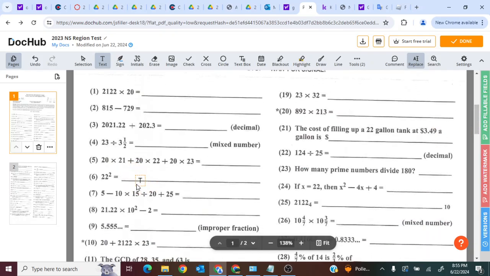22 squared, you should have this memorized, but if you don't, you can do FOIL. 2 squared, 4. 2 times 2, do that twice, 8, and then 2 times 2 is 4. 484.